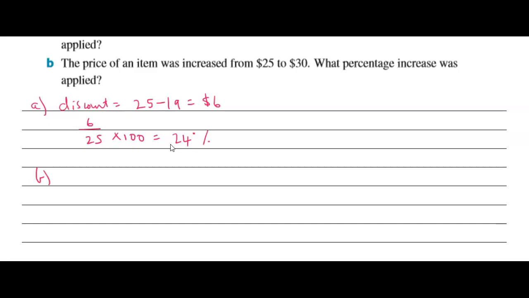Part B, the price of an item was increased from 25 to 30. So the increase, we're going from 25 to 30. So we take the bigger number, subtract the smaller number. So we get $5. So the increase amount over the original price times 100 to convert it into a percentage. So 5 over 25 times 100. So we get 20%.